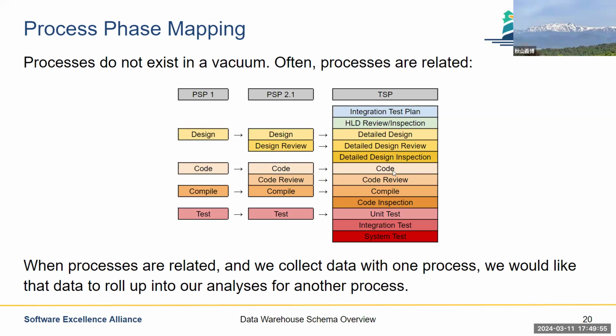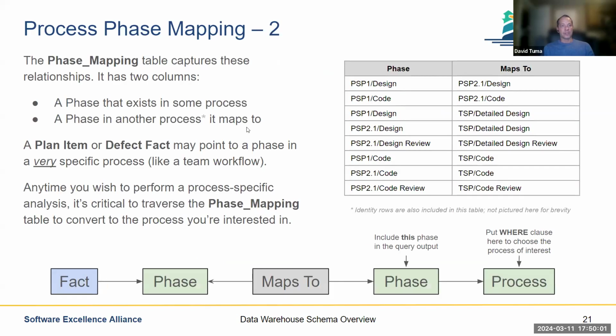So those are some examples of why we would want data in one process to roll up into data for another process. So these things get stored in a phase mapping table. So this would once again most likely be described as a fact table. It has two columns: a phase that exists in some process, and then a phase, usually in another process, that it maps to.